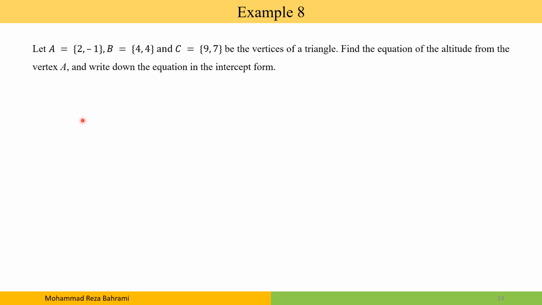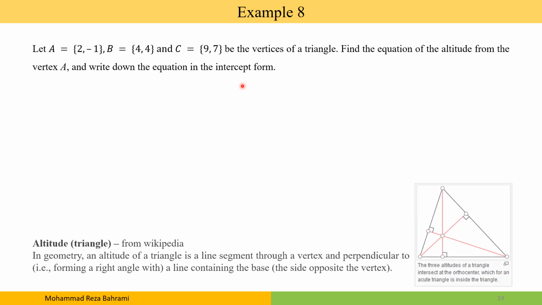In this example, we have three vertices of a triangle, and we want to find the equation of the altitude from the vertex A and write down the equation in the intercept form. So let's have a recall. What does altitude mean? In geometry, an altitude of a triangle is a line segment through a vertex and perpendicular to a line containing the base, the side opposite.